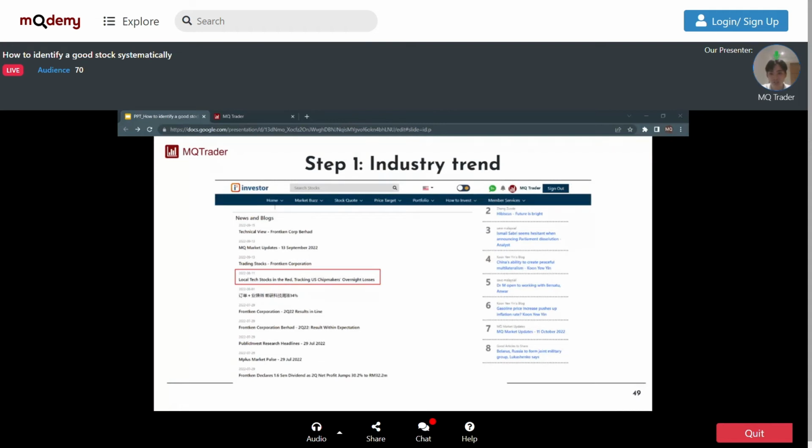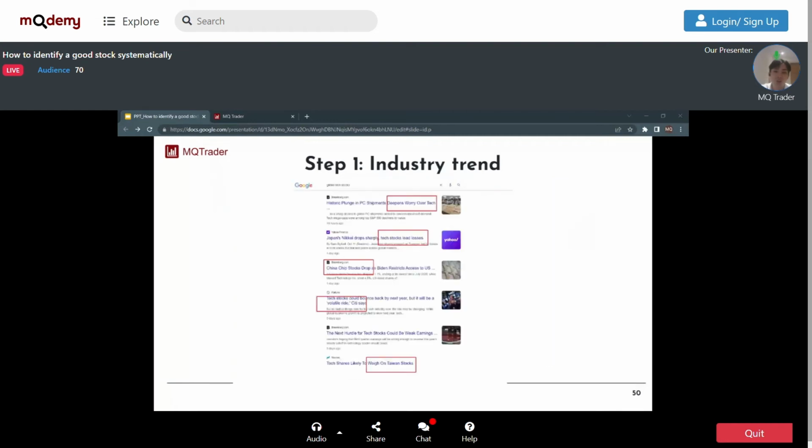As we can see here, there is news that most tech stocks are dropping in the US, and our Bursa market tech stocks are actually also following in their footsteps. One of the major reasons tech stocks are dropping is the rising interest rate. With just a simple Google search, we are able to see that there are many news covering tech stocks making losses worldwide, which means that we can conclude the industry trend for tech stocks is kind of negative right now.